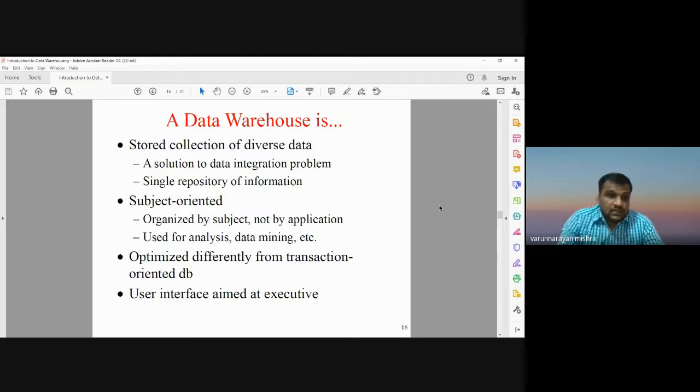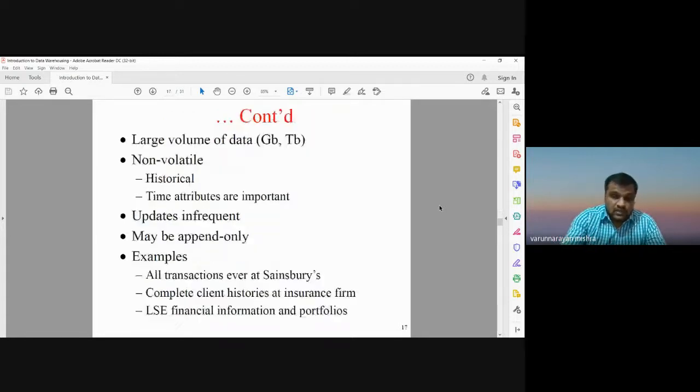It's a subject oriented approach that will be organized by subject, not by application. This kind of approach, the data warehouse approach, can be used for analysis and data mining practices. It may be optimized differently from the transaction oriented database, and there may be different user interfaces aimed at execution of different approaches.